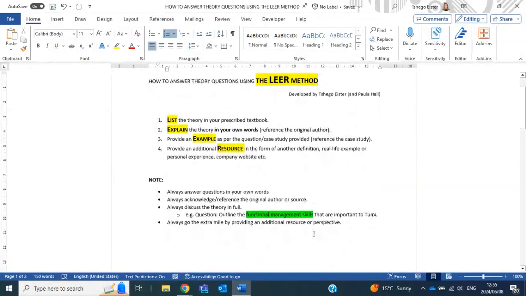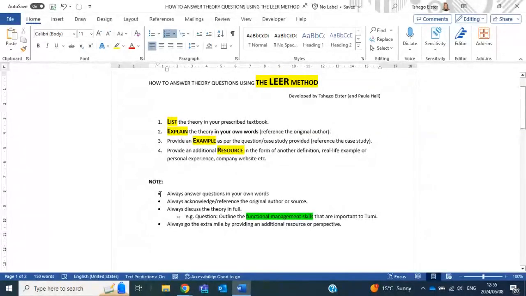And then I have a couple of notes here that you just need to be mindful of. Number 1, always answer questions in your own words. When you explain, please explain in your own words. Do not verbatim copy and paste what the original author said. And then always acknowledge or reference the original author. We've had a lot of sessions on plagiarism and avoiding plagiarism, and that is why you want to acknowledge those sources. And then you always want to discuss the theory in full.